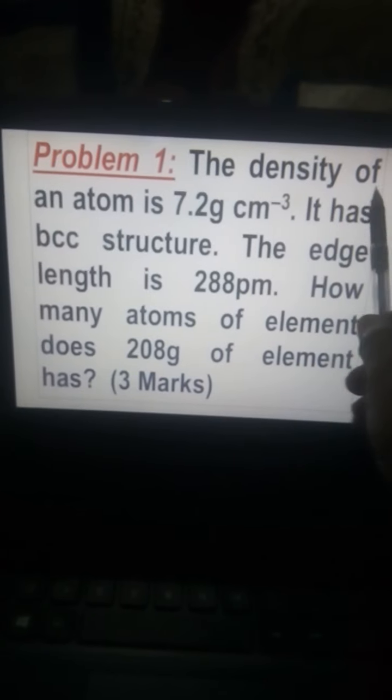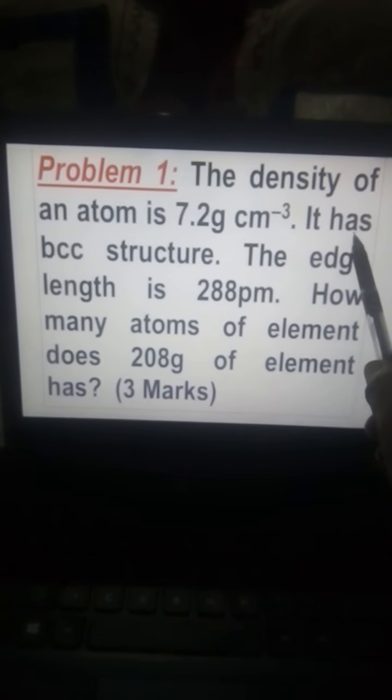So first you see the problem here. The problem is problem 1. The density of an atom is 7.2 gram per centimeter cube. It has BCC structure. The edge length is 288 picometer. How many atoms of element does 208 gram of element have?